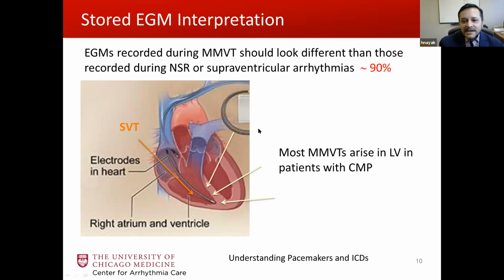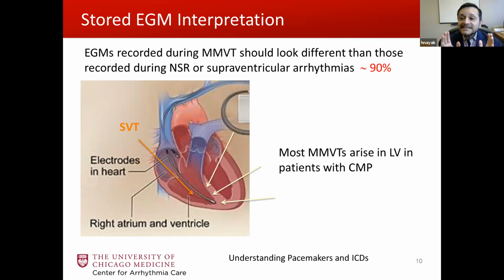These waves of depolarization from the VTs are hitting the ICD lead generally in this direction, which is the opposite way of what a supraventricular arrhythmia would be doing, right? The wave of depolarization in SVT or AFib would be hitting the ICD lead in this direction, causing a different inscription of the electrogram. That happens about 90% of the time.